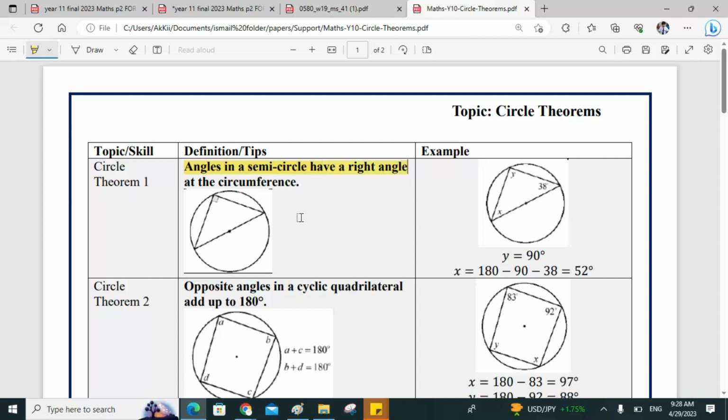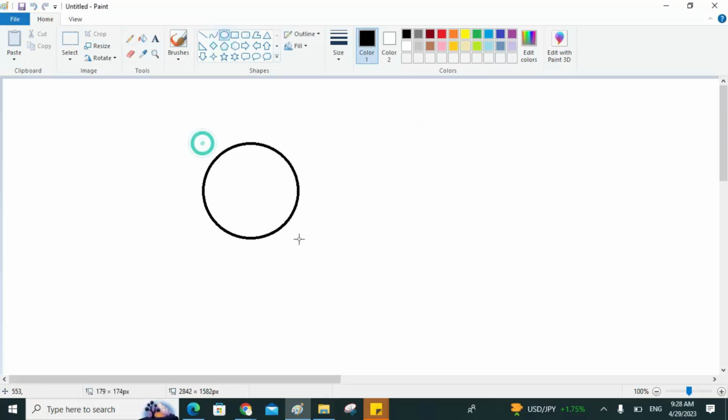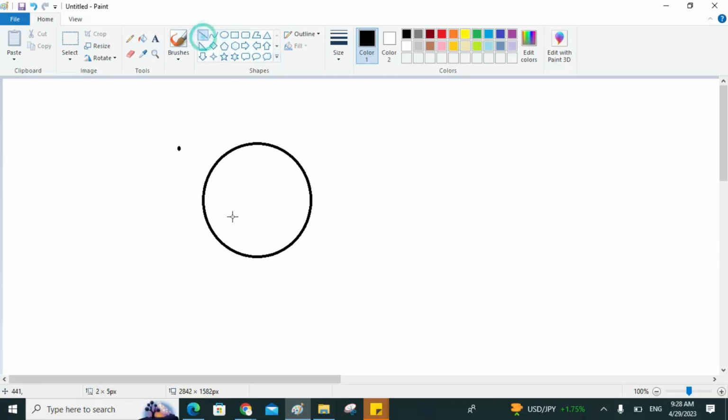Read this one. If there is a circle and in that circle a triangle is forming in the semicircle, then that triangle is a right angle triangle, and that angle is a 90-degree angle. Let me explain it again. For example, this is a circle, and this is the diameter of the circle. The diameter is the line which connects two points of the circle through the center. This is the diameter of the circle.